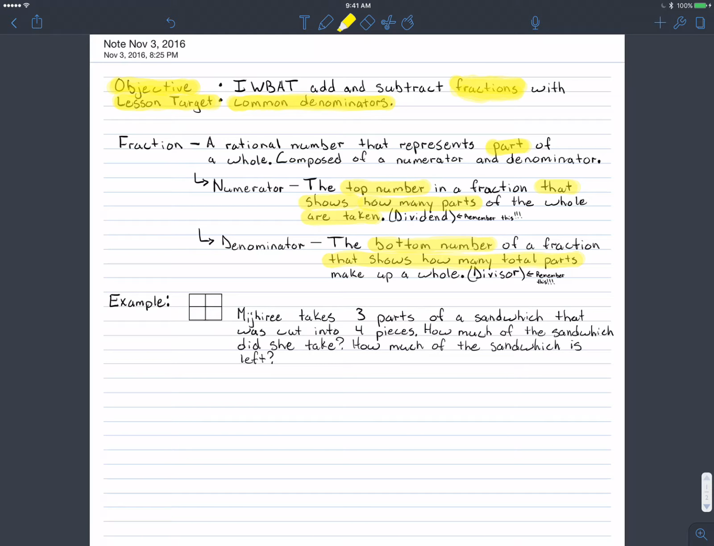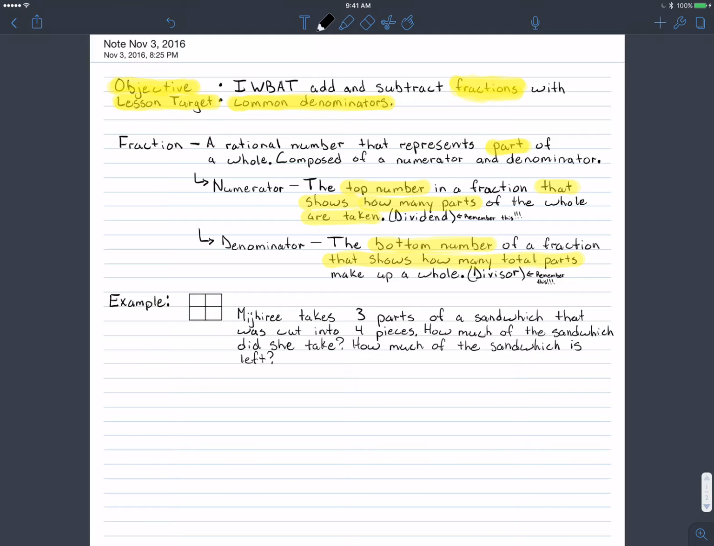Hey class, today our lesson target, our objective, is I will be able to add and subtract fractions with common denominators. We had a short preview of how to add and subtract fractions early in the semester when we were adding and subtracting decimals, which are another form of rational numbers. But this time we'll dive a little deeper into fractions alone.